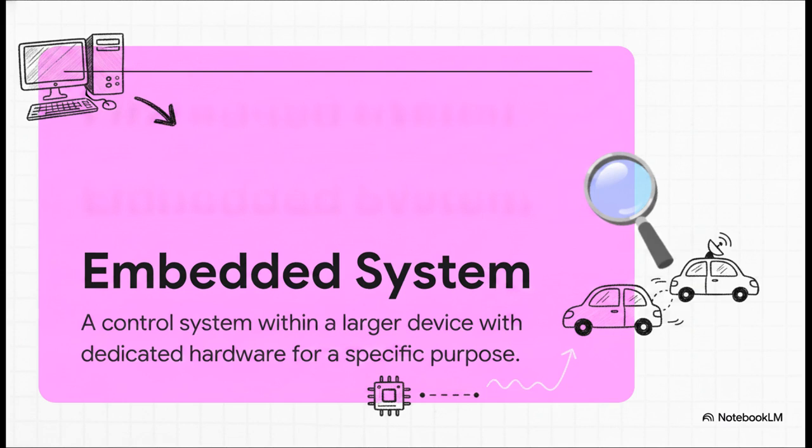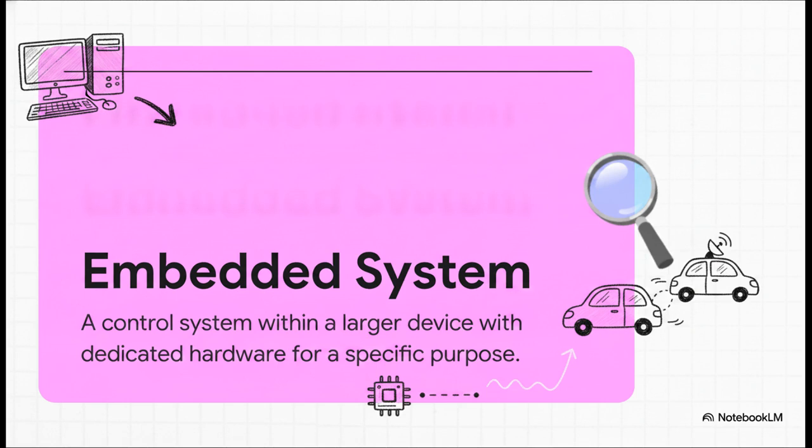The source outlines the concept of embedded systems. These are control systems built inside larger devices with dedicated hardware designed for one highly specific purpose. Consider the Follow Me system in a modern smart car, the one that automatically maintains a safe distance from the car ahead of you. This is a high-stakes, instantaneous environment.